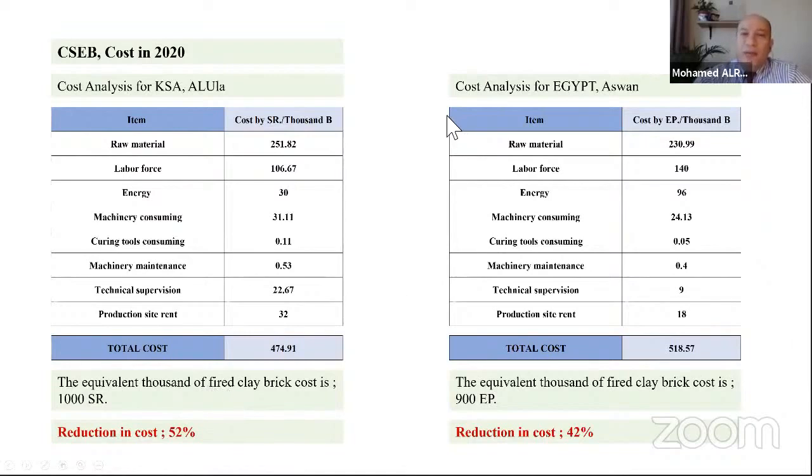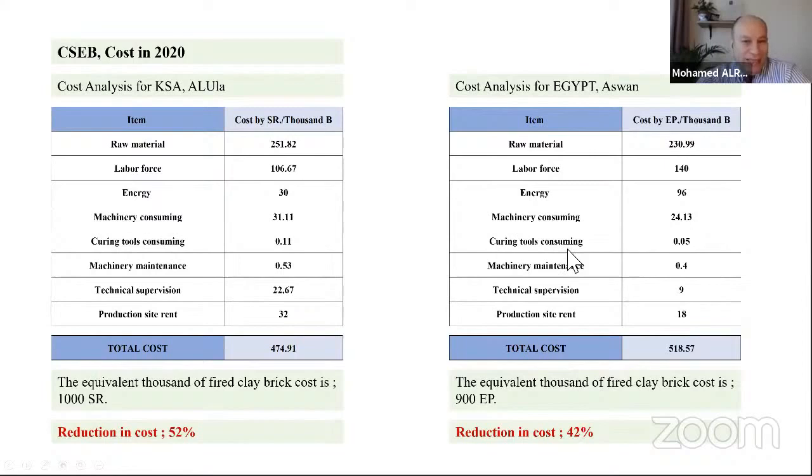And again, when we applied the same formulas and equations to another place in Egypt, in Aswan, very recently, we did this calculation 2 months ago, we ended up reaching again a considerable reduction in cost. I'm talking about the material itself. We reached about 42% reduction in cost compared to the equivalent fired brick. So the problem is not related to the material itself.